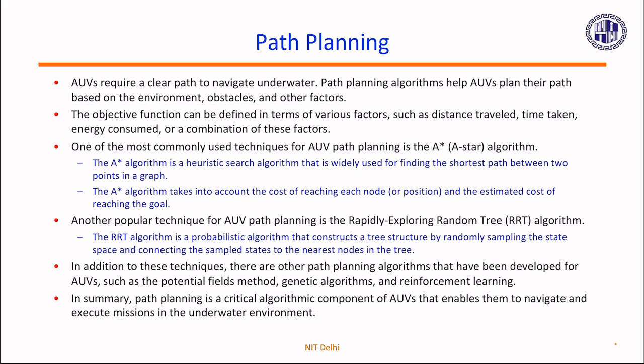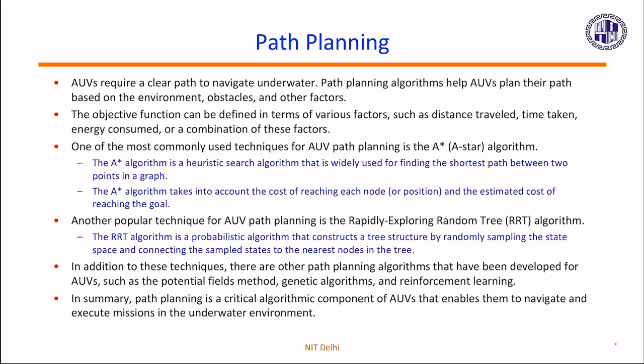The A star algorithm takes into account the cost of reaching each node or position and the estimated cost of reaching the goal. The estimated cost is based on a heuristic function that provides an estimate of the distance from the current node to the goal. The A star algorithm uses this information to determine the next node to visit and iteratively updates the cost and heuristic estimate until the goal is reached.